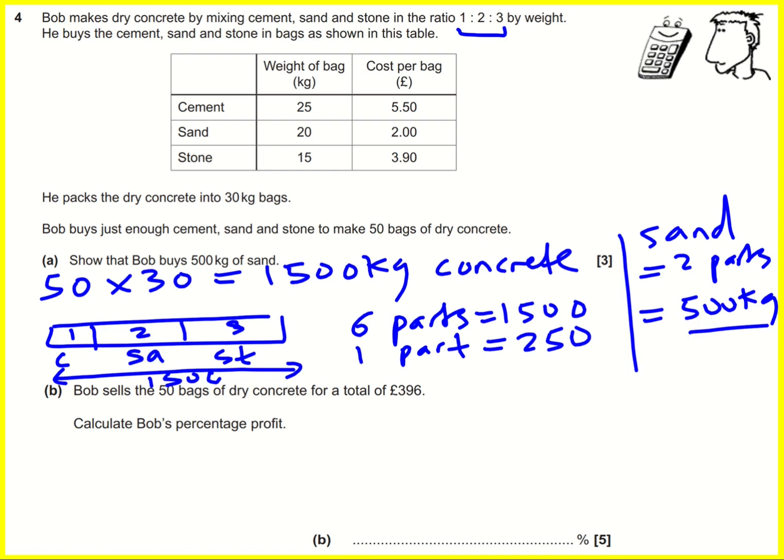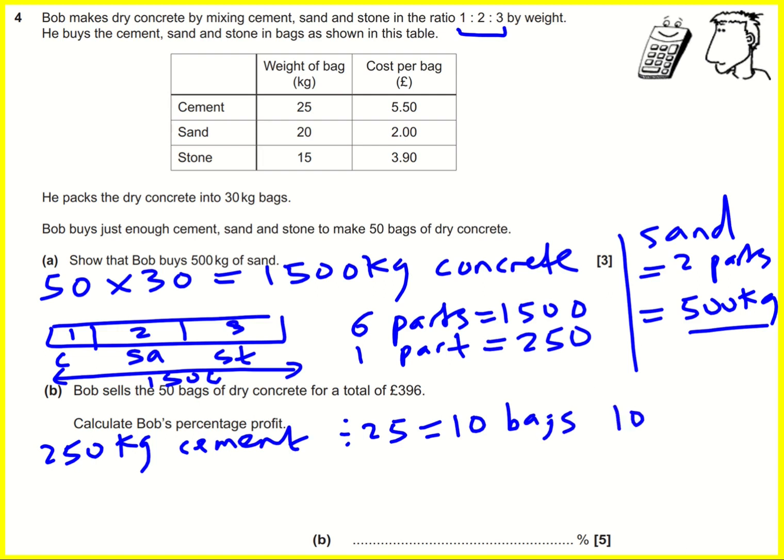Bob sells the 50 bags of dry concrete for a total of £396. Calculate Bob's percentage profit. So we first of all need to work out how much it cost him to buy it all. So we've got 500 kilograms of sand, we've got 250 kilograms of cement. Okay, let's deal with that first of all. A bag is 25 kilograms, so we need to divide by that to work out that he needs 10 bags.